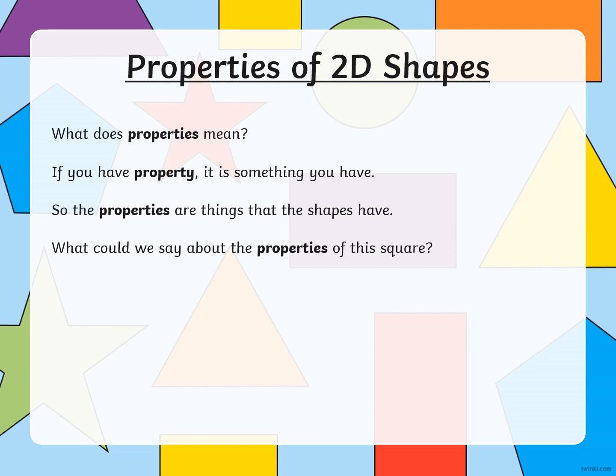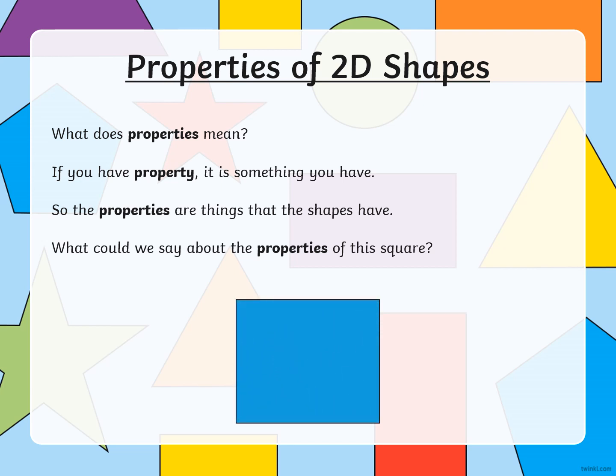Let's have a look at this square, and maybe you can tell your adults, or you can have a think in your head. What would we say are the properties of this square? Have a chat, have a think. Oh, I've seen some properties. Let's put my arrow there. I wonder if that's giving you a clue, children, or if you're shouting the answer at me.